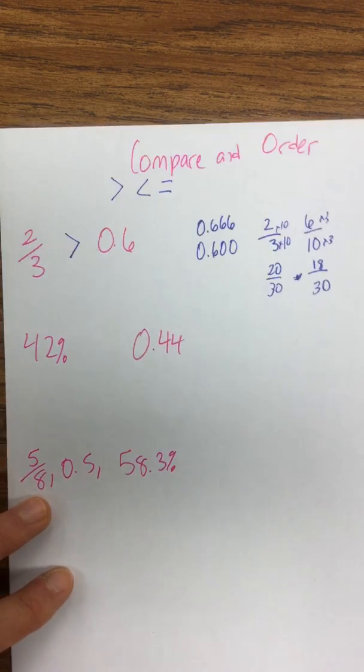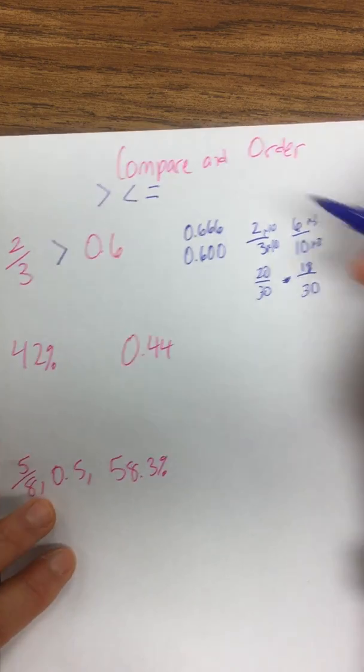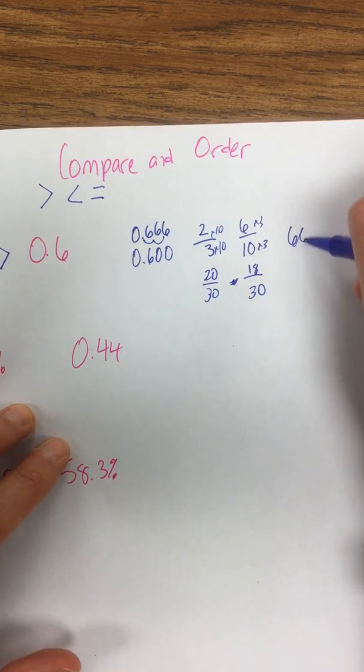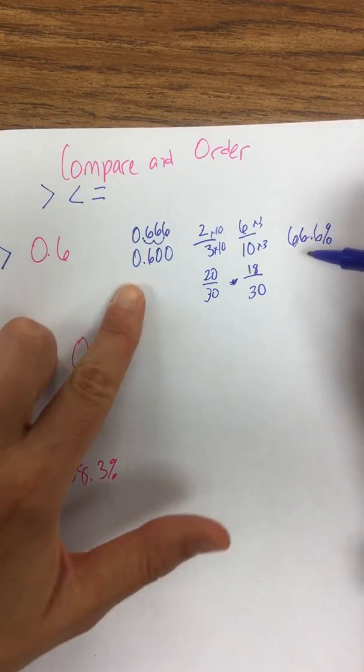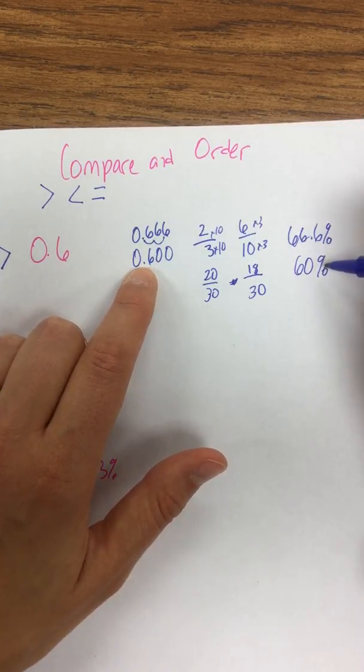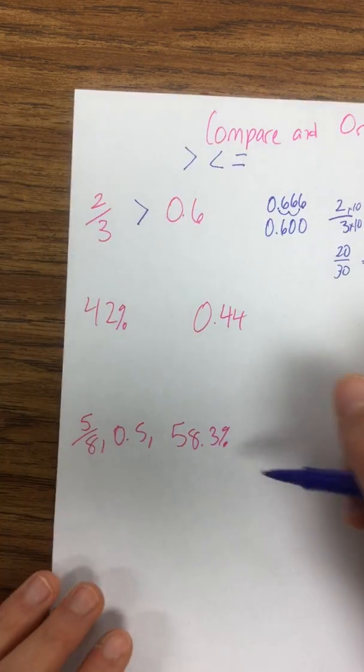A lot of people also like to change them to percents. So as a percent, you multiply this by 100, 66.6%, and this would be 60%. 66% is greater than 60%.